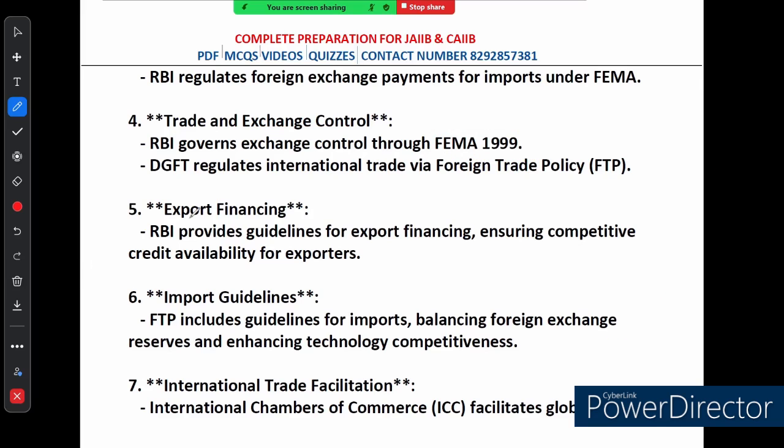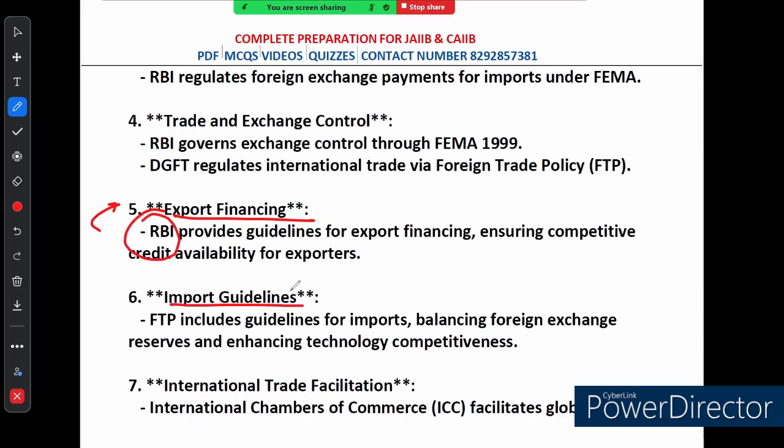Now let's talk about export financing. Exporters often need financial help to compete globally. RBI provides guidelines that make it easier and more affordable for exporters to get credit, ensuring that they can continue selling their goods overseas, right? So who takes care of all these things? RBI takes care of the export finance.